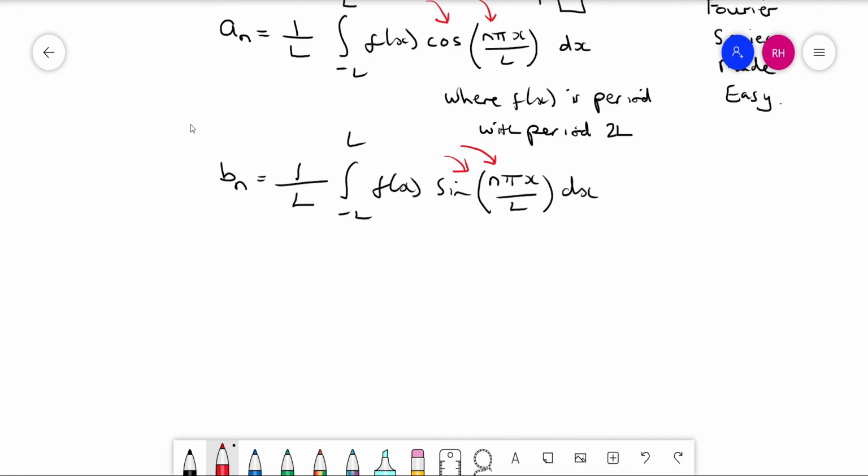Okay, let's do the final one, which is a0. Depending on what your formula is for the Fourier series, if it starts with a0, then you're going to use this formula. If it's a0 on 2, then you're just going to have 1 on L, integral from negative L to L of f(x) dx.